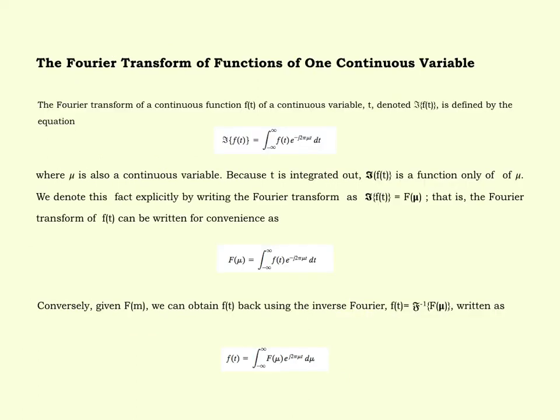Now the Fourier transform of a function of one continuous variable is given by the integral from minus infinity to infinity of f(t) e to the power minus j 2π μ t dt, where μ is also a continuous variable because t is integrated out. Therefore, the Fourier transform of f(t) is a continuous function only of μ. We denote this fact explicitly by writing the Fourier transform of f(t) equal to F(μ). Conversely, this can also be reversed, and that is the inverse Fourier transform. So f(t) will be the inverse Fourier transform of F(μ), written as f(t) equal to the integral from minus infinity to infinity of F(μ) e to the power j 2π μ t dμ.